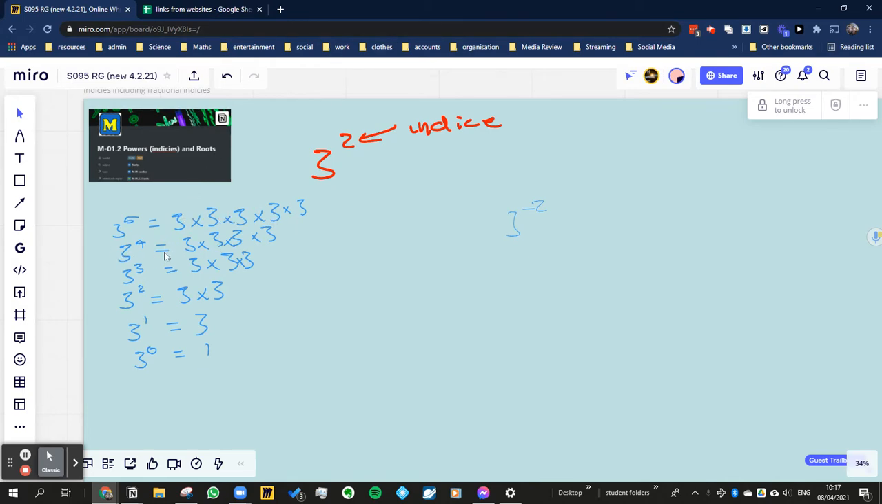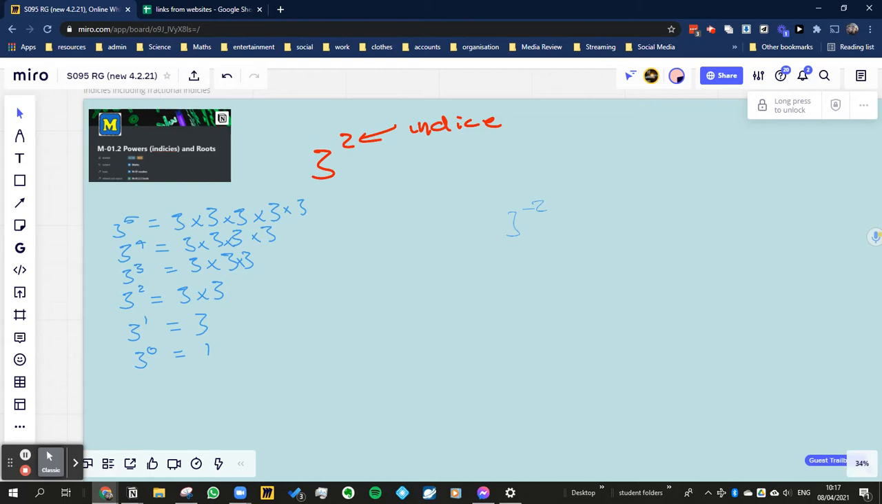3 to the power 4 is 4 times, etc. As you go down from 5, 4, 3, 2, 1, we're dividing it by 3 each time, right? Or if you go up, you're timesing it by 3 each time. So as we go from 3 to the power 1 to 3 to the power of 2, we're multiplying it by 3. And as you go down, you're dividing it by 3. And so if you divide it by 3 one more time, you end up with just 1. So in other words, 3 to the power of 0 is 1.